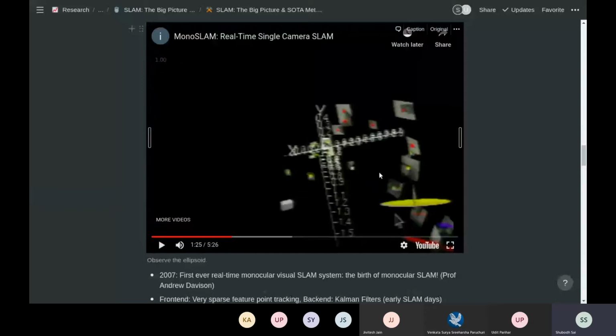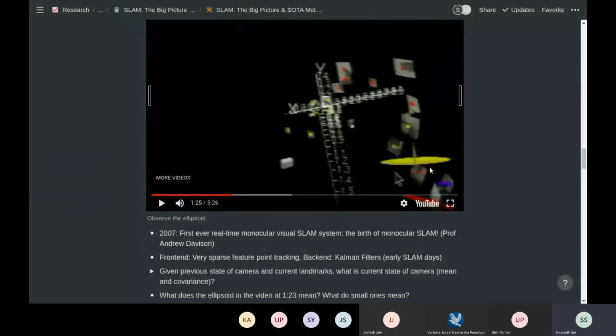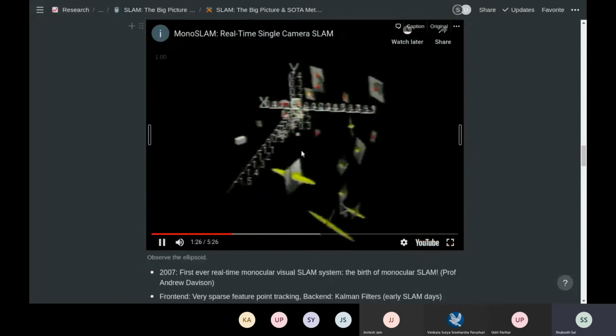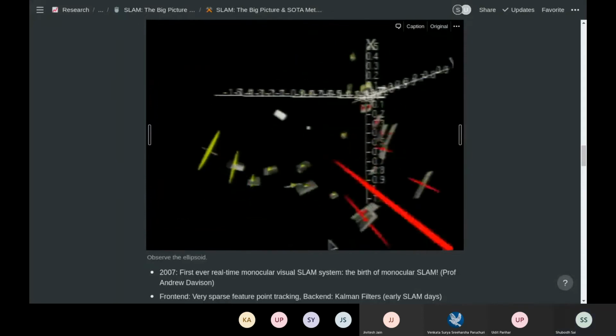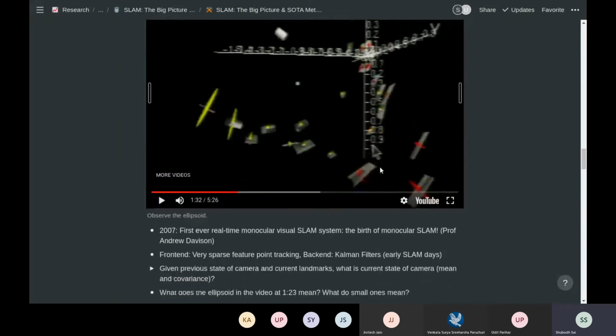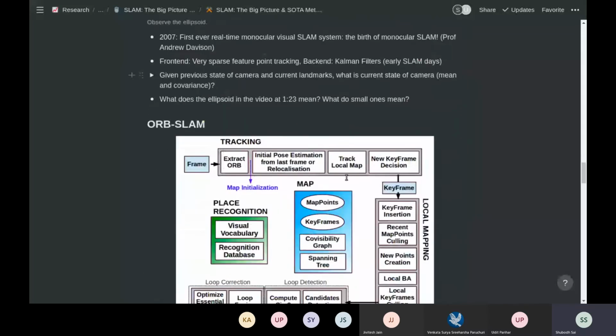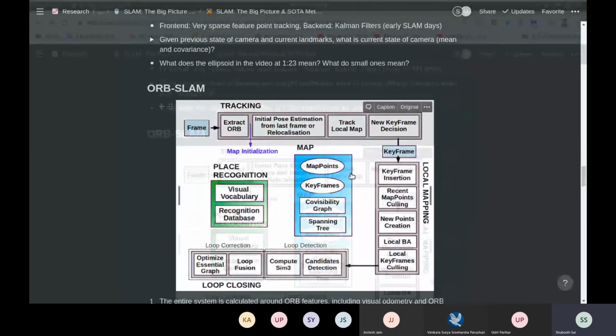So as you said, the ellipsoid is the covariance, and initially it's very uncertain in this direction, in the camera's z direction. That's why you have a big ellipsoid here, meaning it's very uncertain. Eventually, as the camera moves and sees it again, that will shrink, meaning I have estimated it more certainly. So that is the monocular SLAM system, the first ever MonoSLAM system. Now Udit will cover ORB-SLAM.